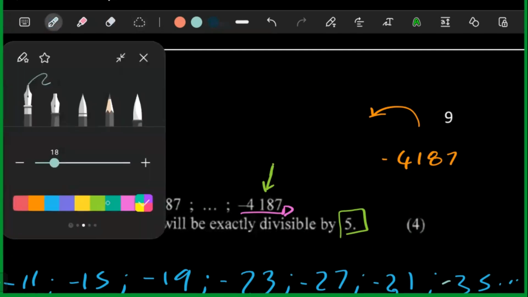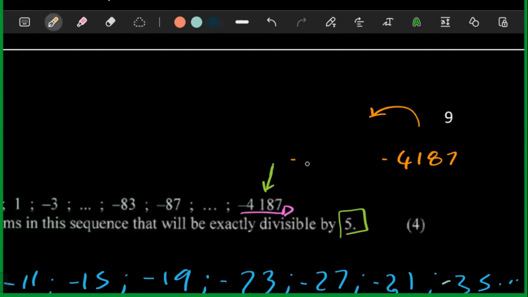So from where you are now, if you're going to add a 4 here, it's going to be -4,183. That's what it's going to be. Let's see, 4187. If you add a 4, no, it's going to be 83.